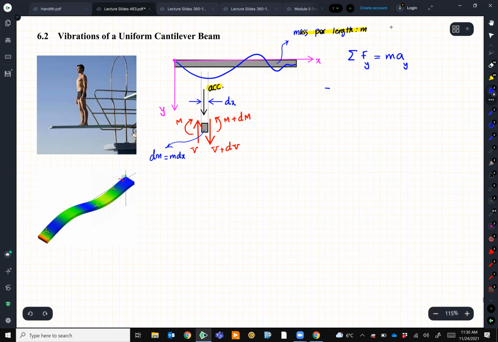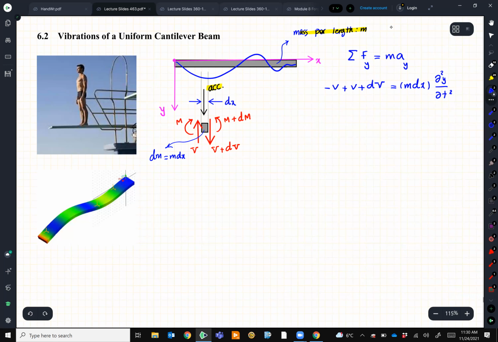I have minus V, I have V plus dV. Those are the forces, equal to m. My mass here is m dx. And my acceleration, similar to a string, is the second derivative of y with respect to time. Since y is a function of x and t, it depends also on x. I cannot just simply write d2y dt squared, as we discussed before. It's a partial derivative.